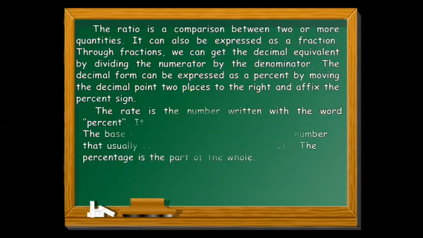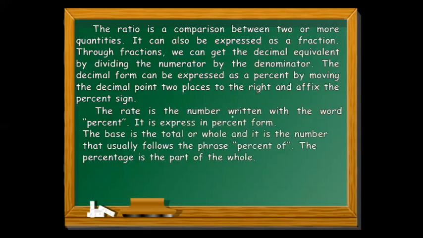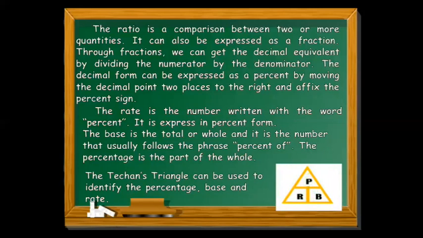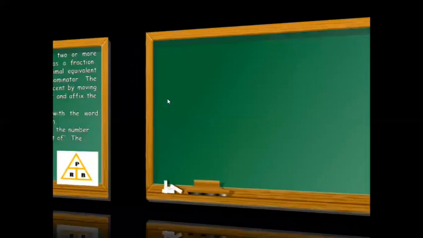Also, the rate is the number written with the word percent. It is expressed in percent form. The base is the total or whole, and it is the number that usually follows the phrase percent of. The percentage is the part of the whole. And the triangle can be used to identify the percentage, base, and the rate. Triangle siya. Sa taas is percentage, sa baba is rate, and then base. Okay? So let's have an example.